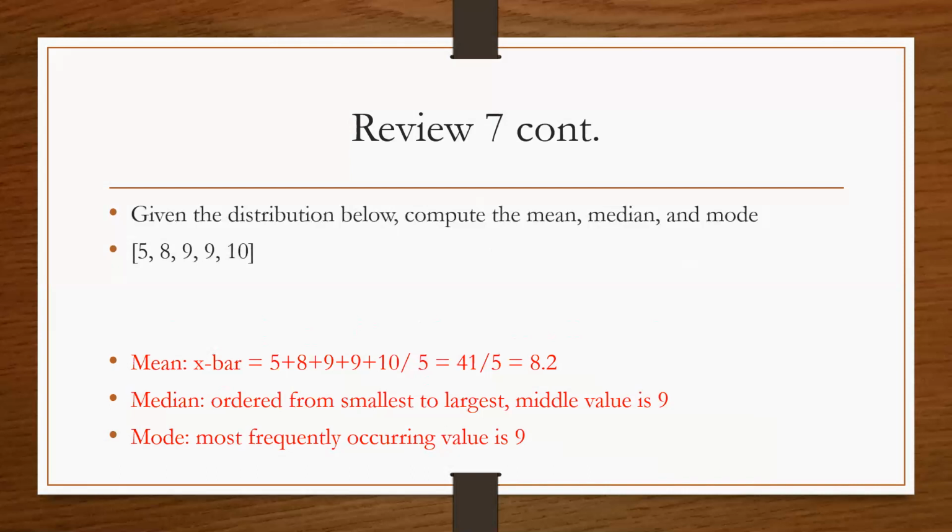The median, you have to first order it from smallest to largest, and this one was just made that way. So you just cross out the smallest, then you cross out the largest, then the next smallest, next largest, and you end up with the middle one, which in this case is 9. And the mode is the most frequently occurring, which is also going to be 9.